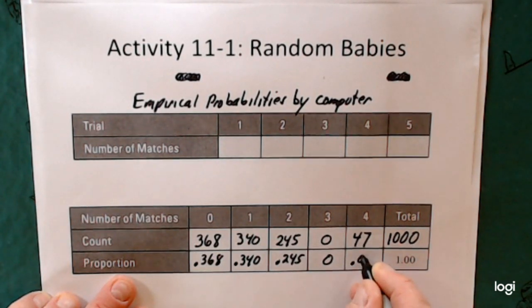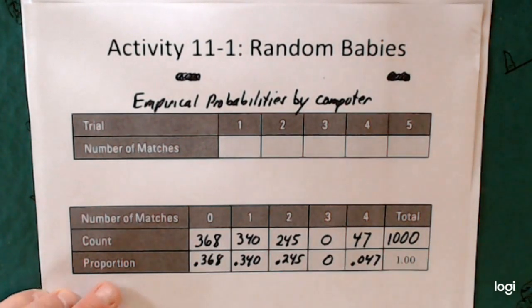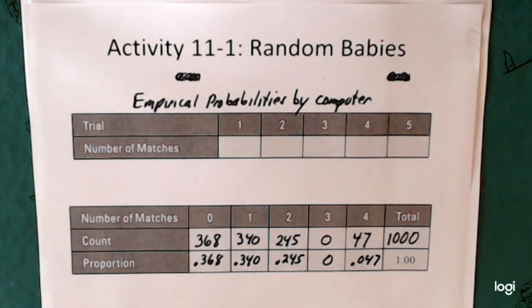0.2450 and 0.047. Okay. All right. So that I feel a lot better about than I did when I only did 25 trials. Okay. So we've got about 37% of the time we had no matches. About 34% of the time we had one match. About 25% of the time we had two matches. And just about 5% of the time we had 4 matches.